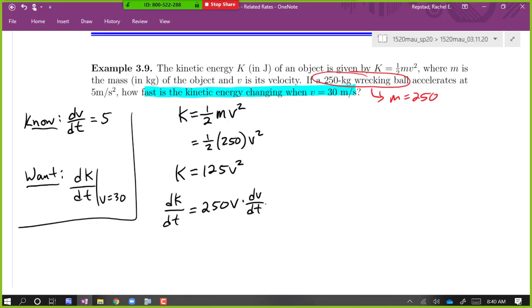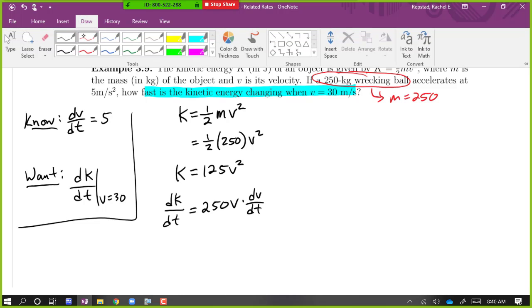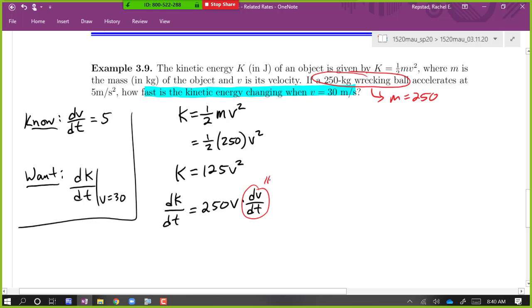Yeah, so we just remember that we need that chain rule. It would be kind of obvious if we didn't have the chain rule, because we'd notice that there's nowhere to plug in dv dt if I forgot to apply the chain rule. So we know that that dv dt is 5. We'll go ahead and plug that in now.